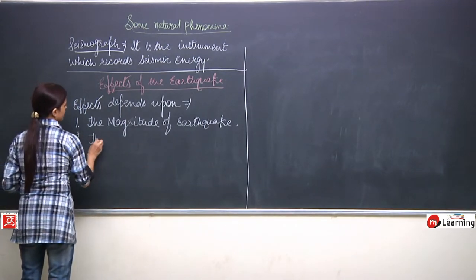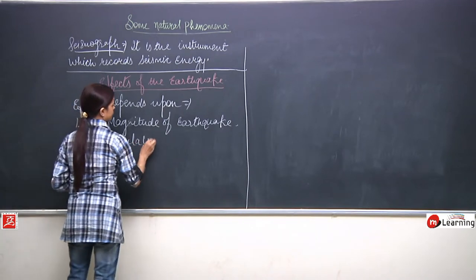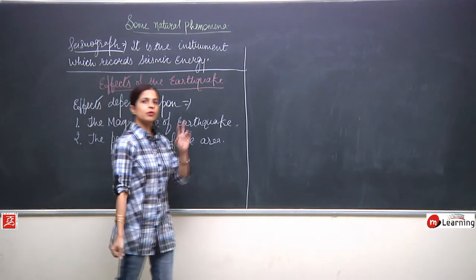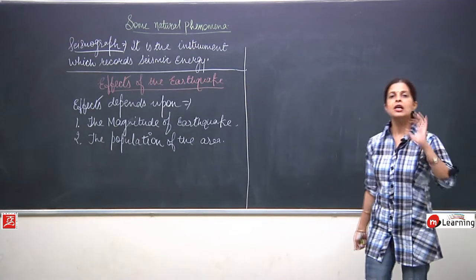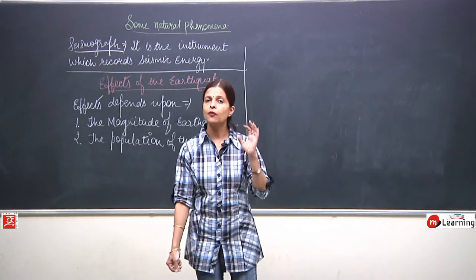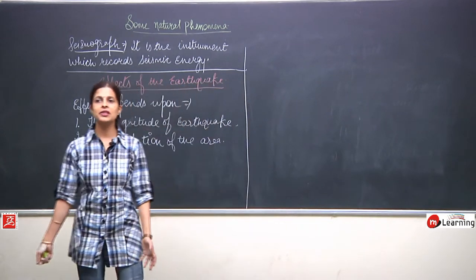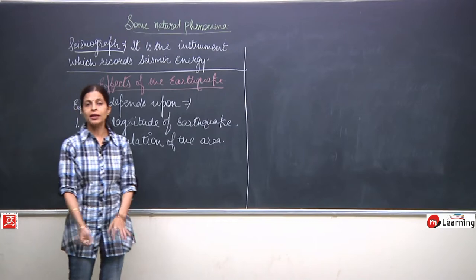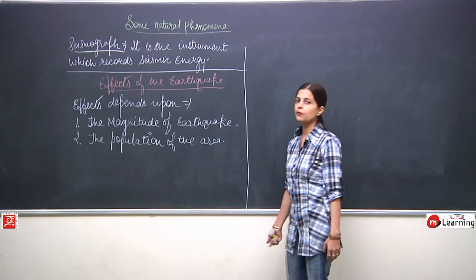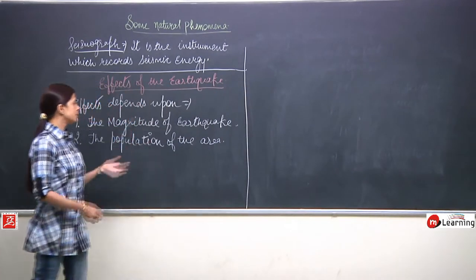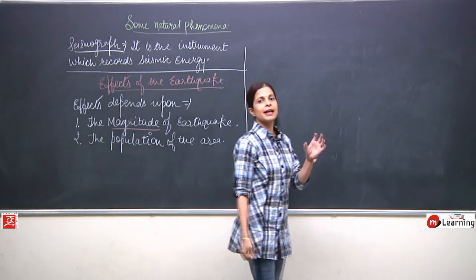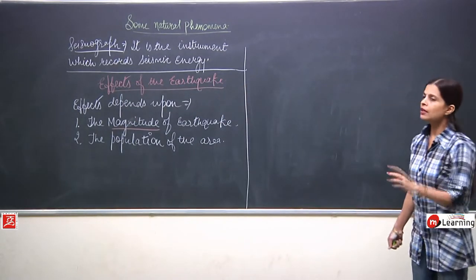And second, it depends upon the population of the area. Okay, so it depends upon two things, children. I'm talking about the effects of the earthquake. First is the magnitude, of what magnitude the earthquake is. If the reading on the Richter scale is 3, then forget it, it has hardly even registered, isn't it? But if the magnitude exceeds 7, 7.5, then you know that, isn't it? So the first thing on which it depends is the magnitude of the earthquake. Effects can be less or more depending upon the magnitude.